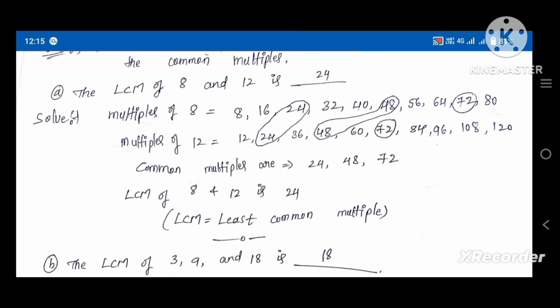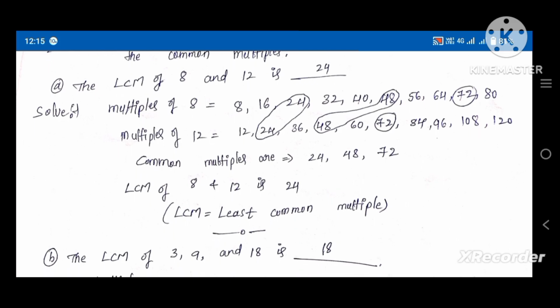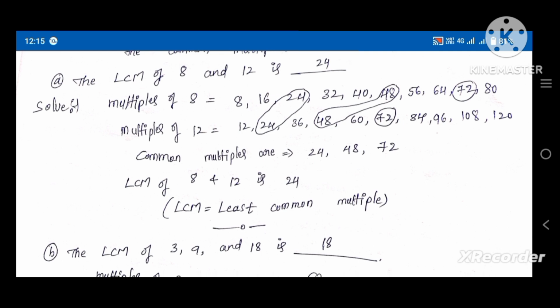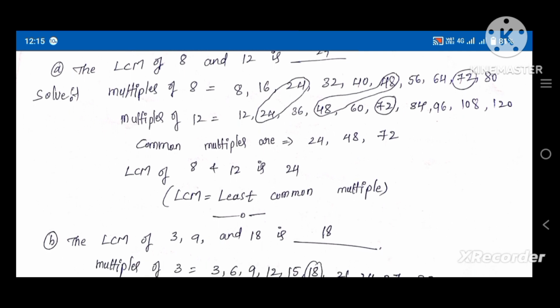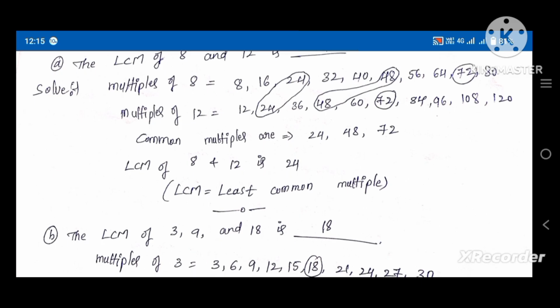Why? Because LCM means least common multiple. The least common multiple is 24. It means the smallest common multiple.